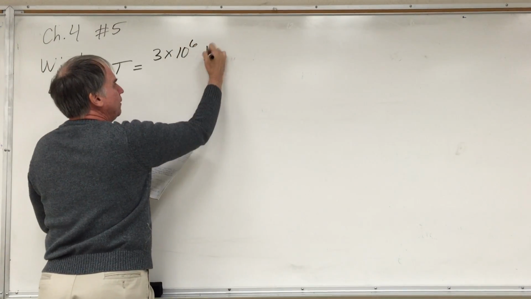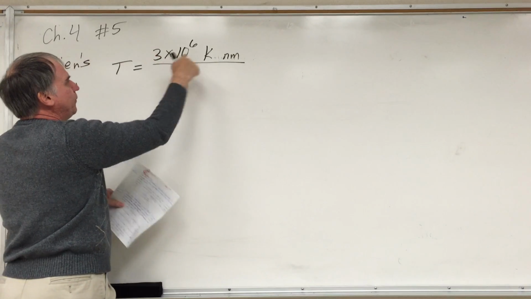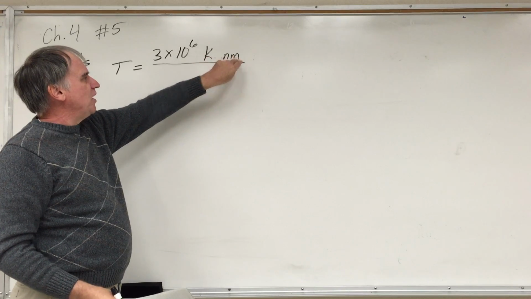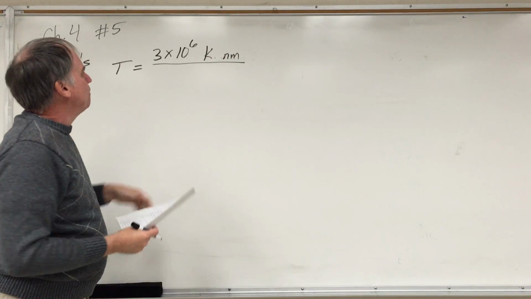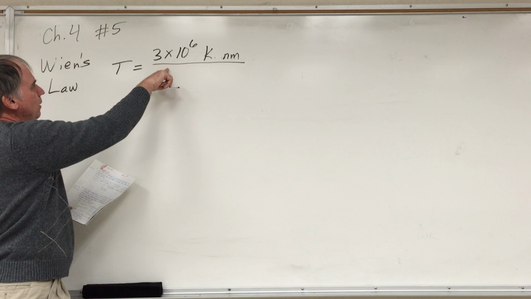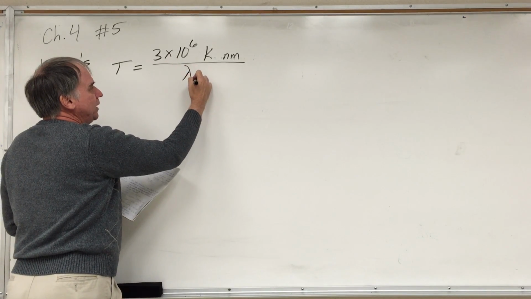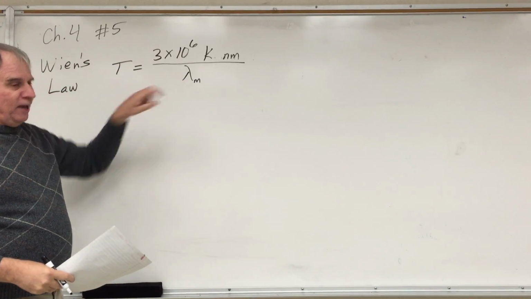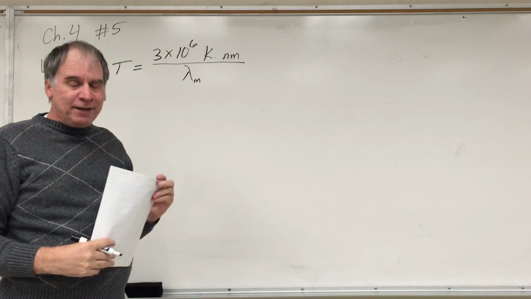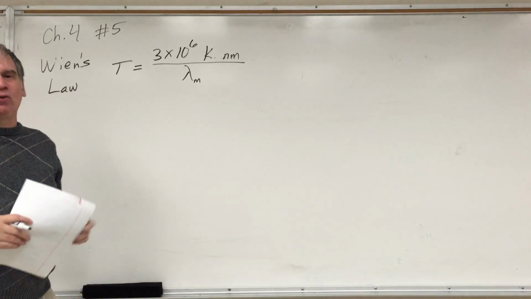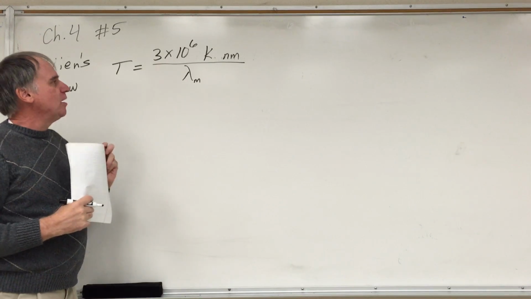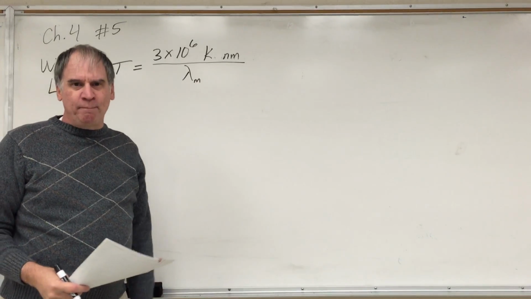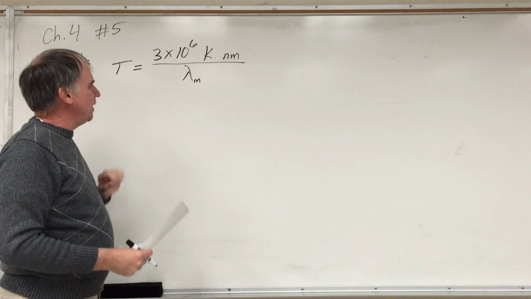According to this formula, T equals 3 times 10 to the 6th, that's a factor of 3 million kelvins times nanometers, divided by the Greek letter lambda with an M subscript. Lambda is used to indicate the wavelength of light, the spacing between the crests of the waves. The M is to indicate this is the wavelength most strongly emitted by the object at that temperature T.